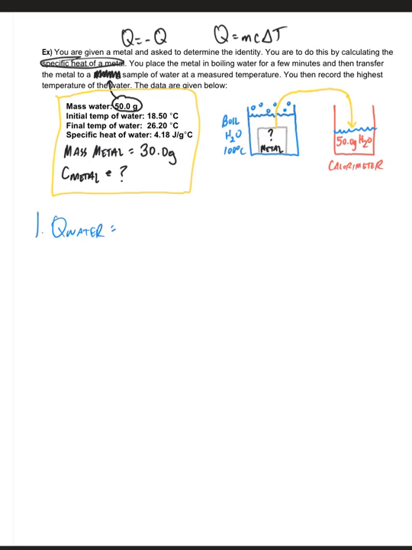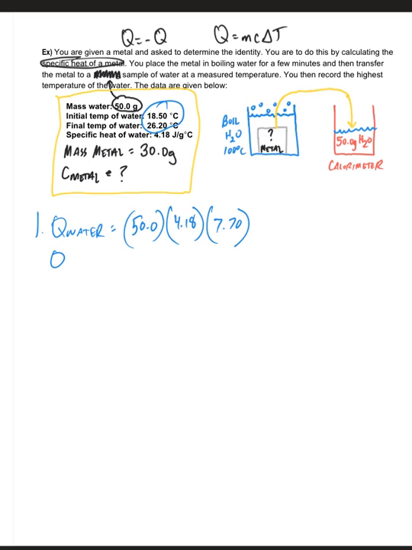I have the information to do that. So the Q of the water is going to equal the mass of the water, which is 50.0, times the specific heat of water, that's 4.18, times the delta T of water. I'm going to find the delta T of water by subtracting these two numbers. When I do the final temperature minus the initial temperature, I get 7.70 degrees Celsius. That was the temperature change, or delta T, of the water.